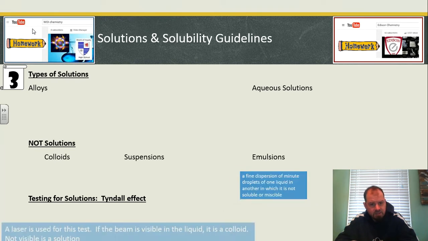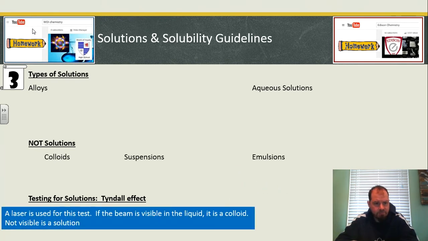Okay, real quick on the Tyndall effect, and then we're moving on to table F. This is when I use a laser to test to see if it's a solution. If my solution's in a glass container and I put the laser up to it, the laser is going to go right through and hit the wall. No big deal. It's not one of those superpower, superhero lasers. It's just a regular laser like what's in my pointer. And if I can't see it in the liquid, it's a perfect solution.